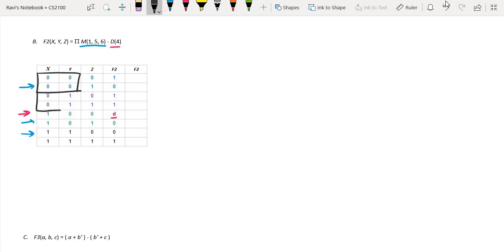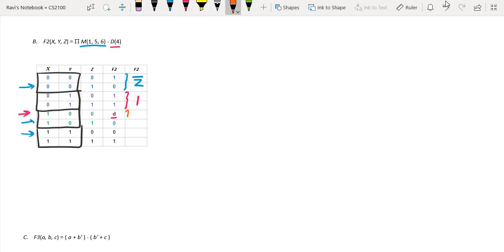Okay, and basically what we're going to do after that is we're going to see the relationship between the output and the third variable, in this case, which is Z, and see if there's any relationship we can establish. So for the first group, okay, we can see that the output here, F2, is the complement of Z. So this is basically your Z bar, okay? For the next group, 0, 1, we can see that the output is always a 1, okay?